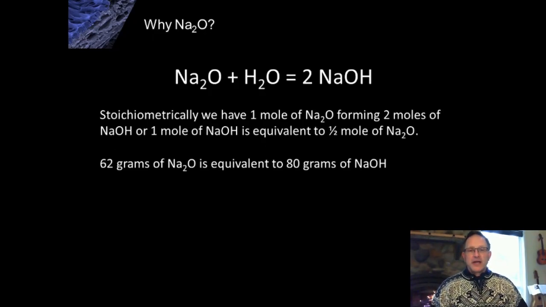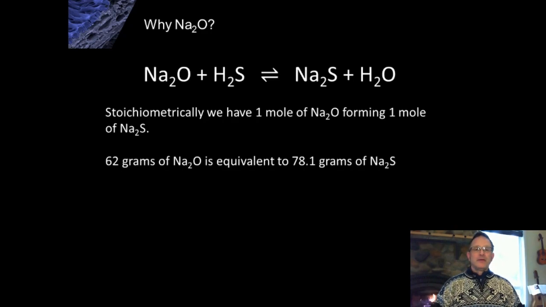So let's look at how we compare sodium hydroxide first to Na2O. If you dissolve Na2O in water, it will dissociate and form 2 sodium hydroxide. So stoichiometrically, we have 1 mole of Na2O giving 2 moles of sodium hydroxide, or 1 mole of NaOH is equivalent to half a mole of Na2O. So we can use that ratio: 62 grams of Na2O molecular weight is equivalent to 80 grams of NaOH, and that's how we can convert our as-Na2O calculations to what we have to weigh out in our laboratory.